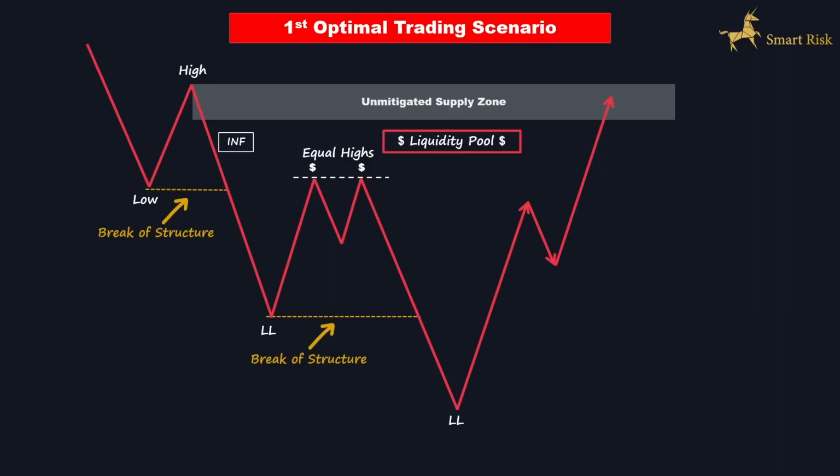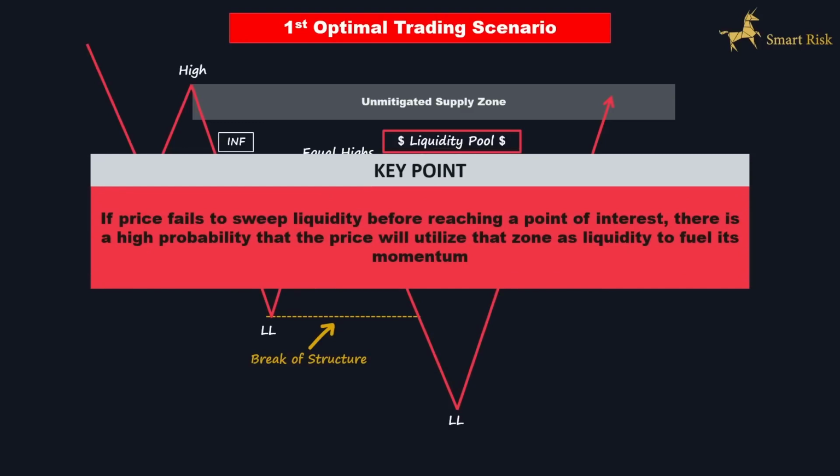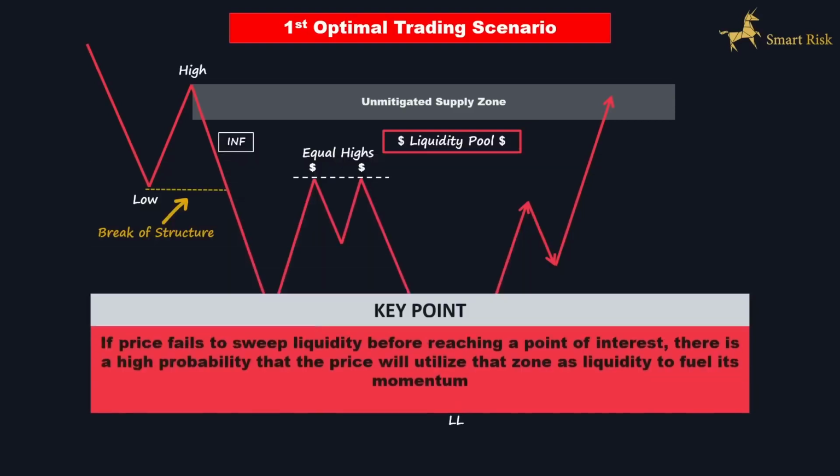The presence of a liquidity pool beneath our identified supply zone significantly increases the probability of a potential price reversal from this zone. Traders who have placed their buy orders and stop losses within this liquidity pool are essentially providing a potential fuel source for the market's downward momentum. As mentioned earlier, we use liquidity sweeps as a confluence factor before entering a position. The core mindset behind that is, if the price fails to sweep liquidity before reaching a point of interest, there is a high probability that the price will utilize that zone as liquidity to fuel its momentum.